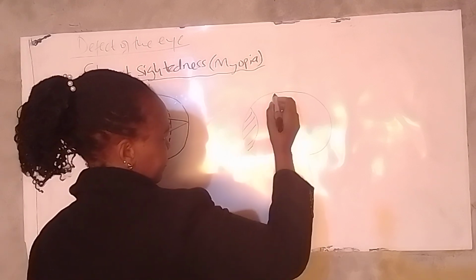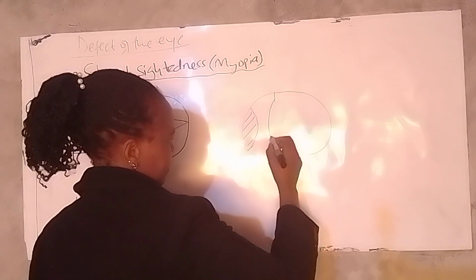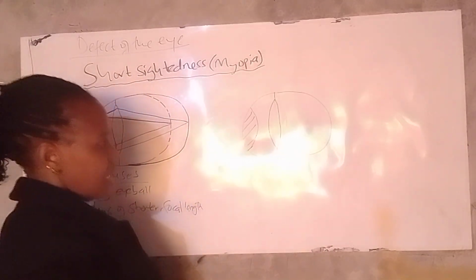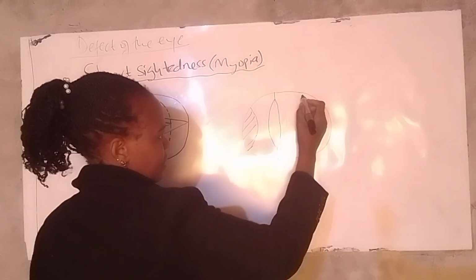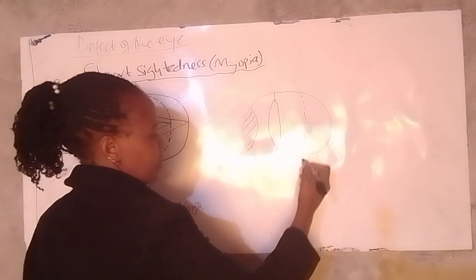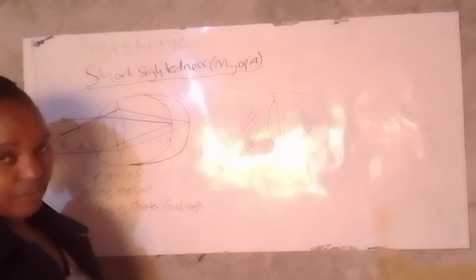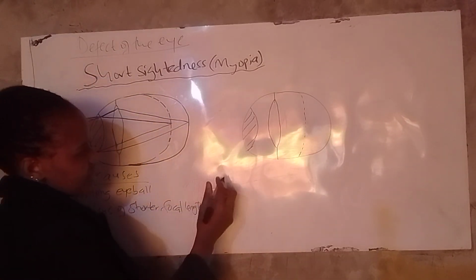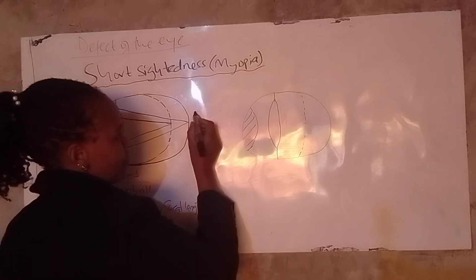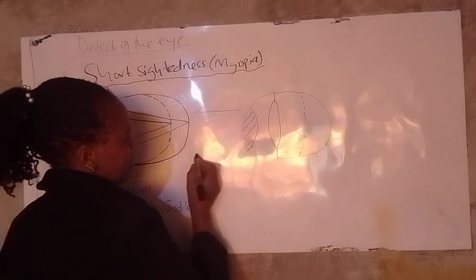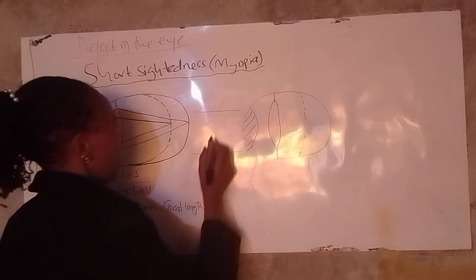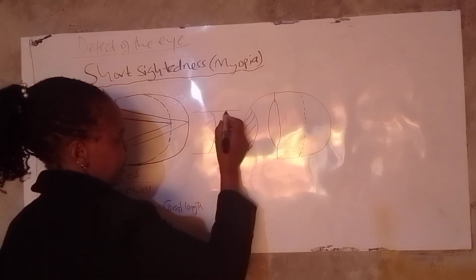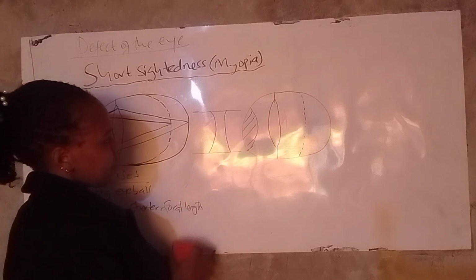That's the cornea. That is the lens. And that is the retina, of course. This is that should be the rightful place of the retina, but it is behind because the eyeball is longer. Now these rays that are coming from a far object, we put a diverging lens. Let's say we put a diverging lens there.